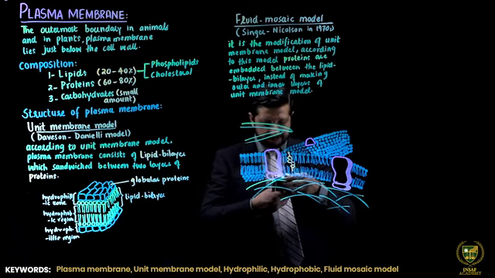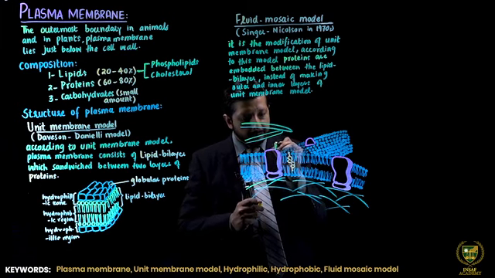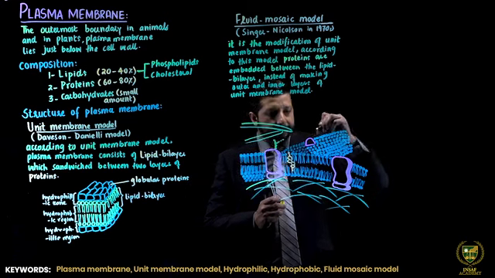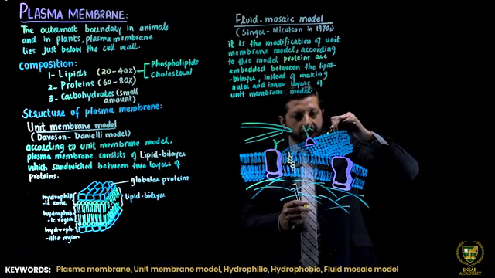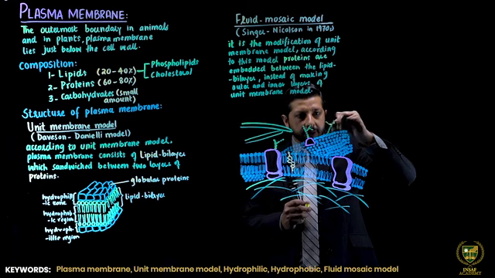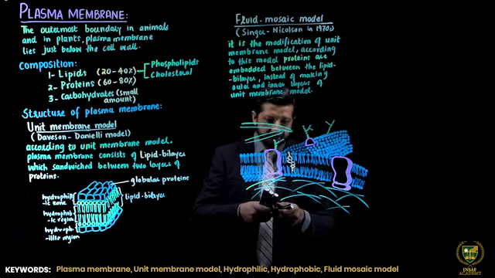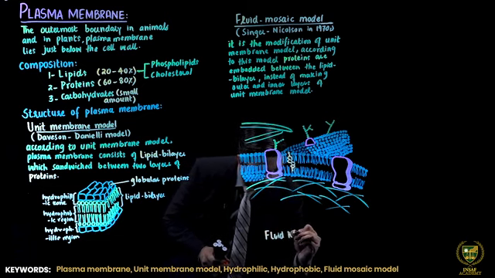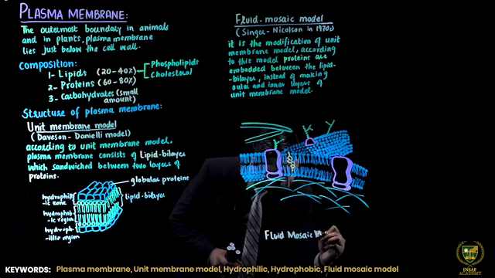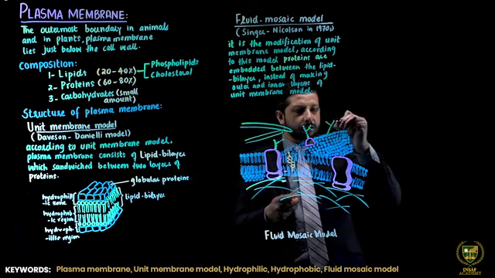And one more thing, that is the carbohydrates, attached to the proteins and also directly attached to the lipids. So this is what we call as the fluid mosaic model of plasma membrane. Now I'm going to label it.